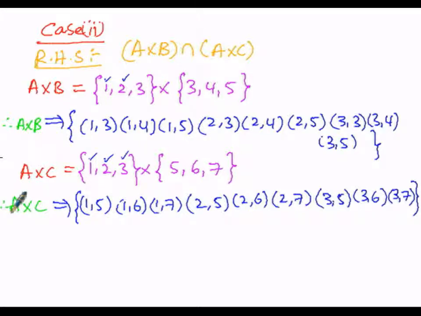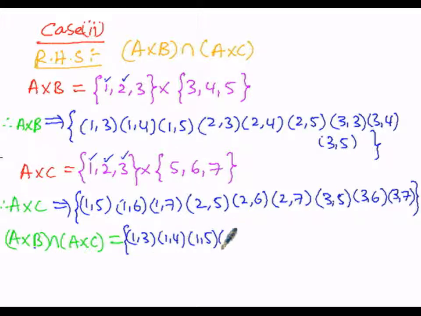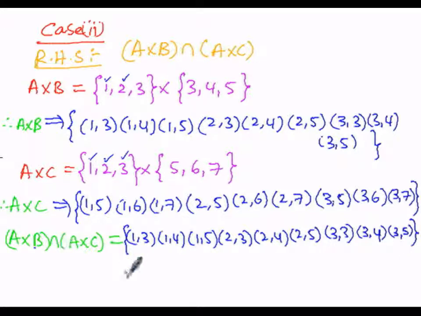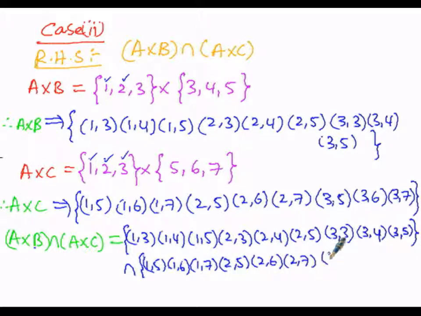Now, on the whole we have to find A cross B intersection A cross C. The elements of A cross B are (1,3), (1,4), (1,5), (2,3), (2,4), (2,5), (3,3), (3,4), (3,5). The elements of A cross C are (1,5), (1,6), (1,7), (2,5), (2,6), (2,7), (3,5), (3,6), (3,7).